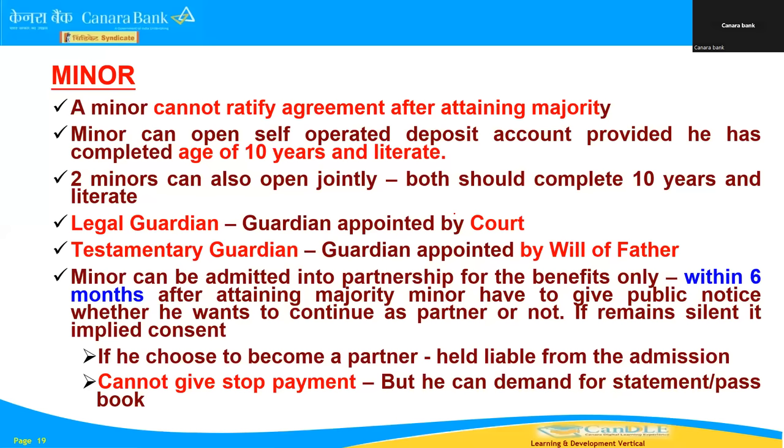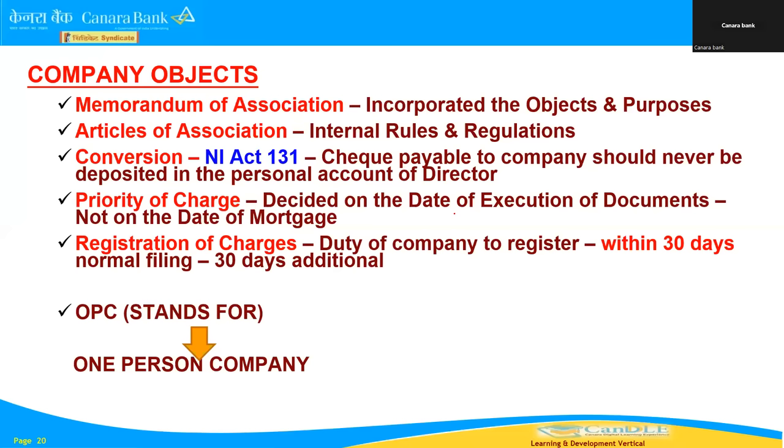Now, company. Company objectives. For a company, you have to remember MOA, AOA: Memorandum of Association and Articles of Association. In KYC also, yesterday I told you, in the documents you have to take, MOA. What is that? Memorandum of Association is the objective of the company. They may ask you, the objective of the company is defined in which document? They will give MOA, AOA, all these documents. MOA contains the objective. Objective means purpose. Why this company has come, what business they want to do, that will be written in MOA.